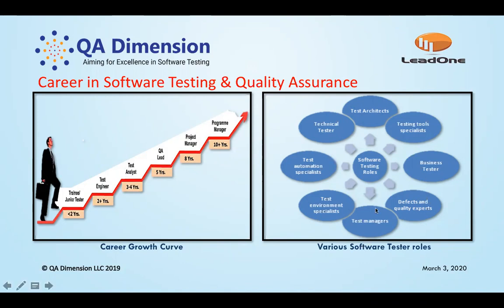Then we have different roles like technical tester and test architect. Then we also have two specialist business testers. So it's about what different roles you can get, and at the end of the day it's all part of this course, QA tester or QA specialist. Test environment specialist is also a similar thing. The test manager is a little more advanced, meaning you need to have some sort of management experience. So this kind of thing.